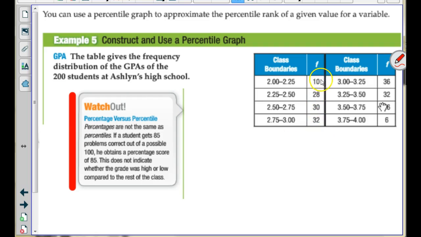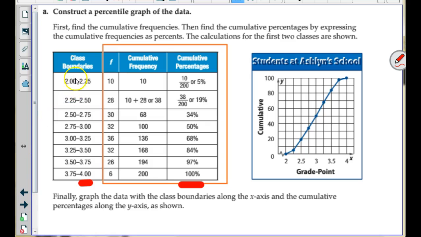So they have this group of students. There's 200 students in this high school, and they figured out their GPAs. And there were 10 students between 2 and 2.5, and so on, up to 6 students who had between 3.75 and 6. But if you want to figure out the percentile, what you do is you say, here's all the boundaries, okay? We had 10 students, then we had another 28 in this group, then 30, 32, 36, 32, 26, and 6. But you need a cumulative frequency.